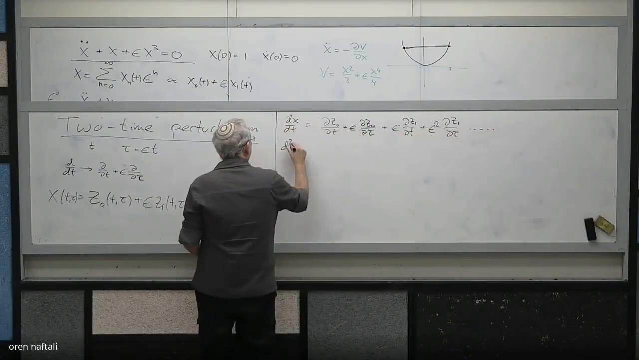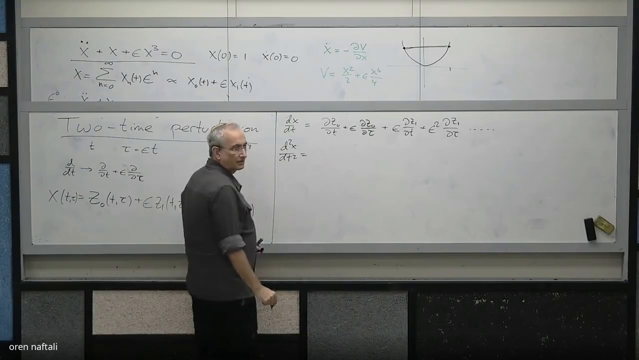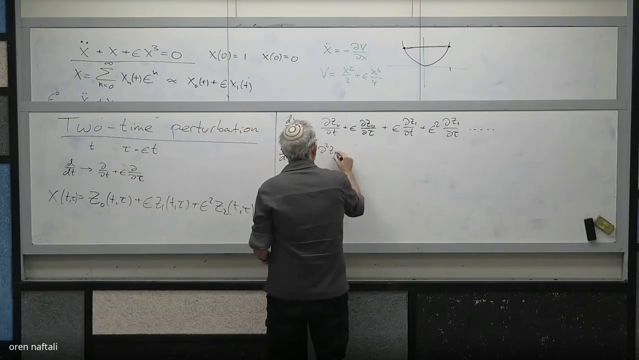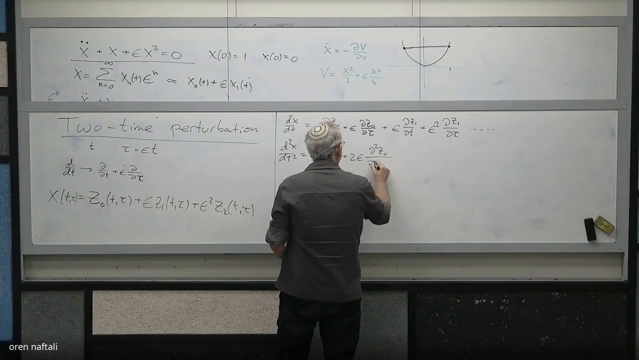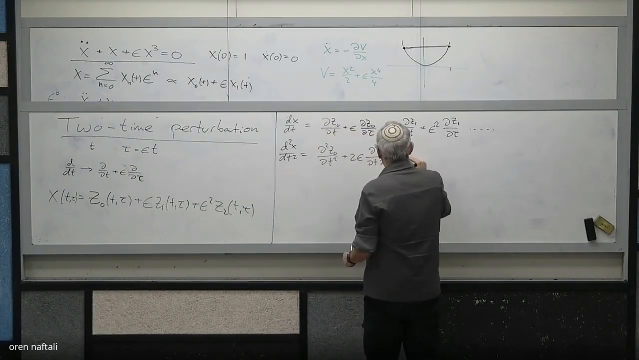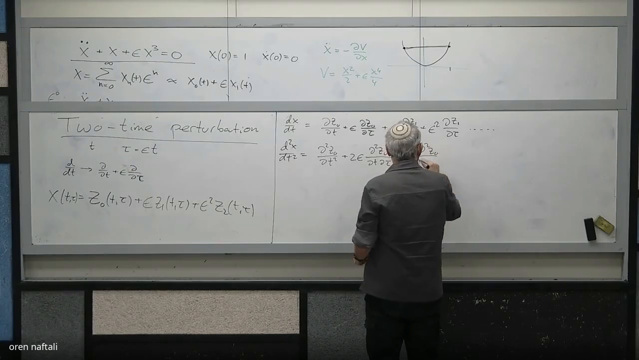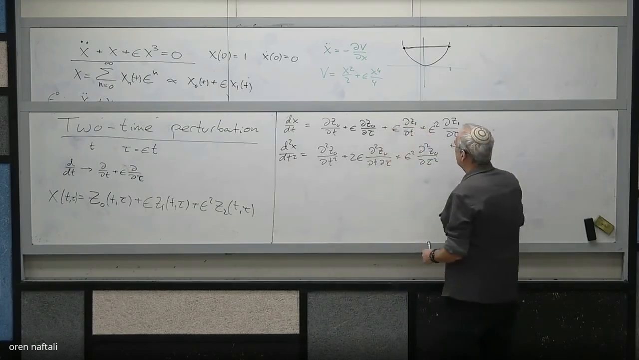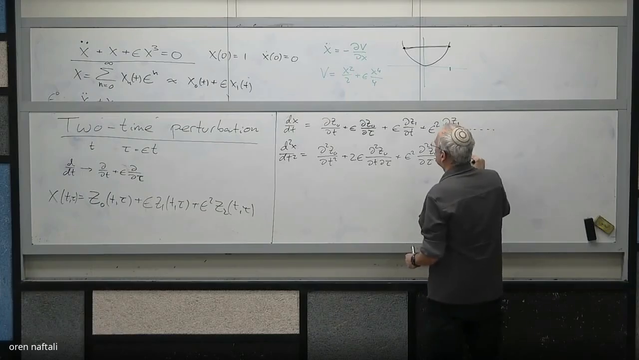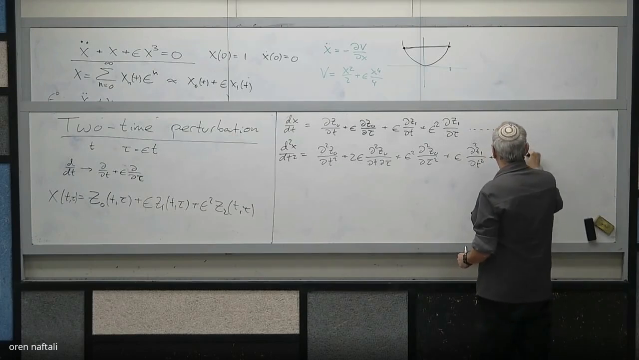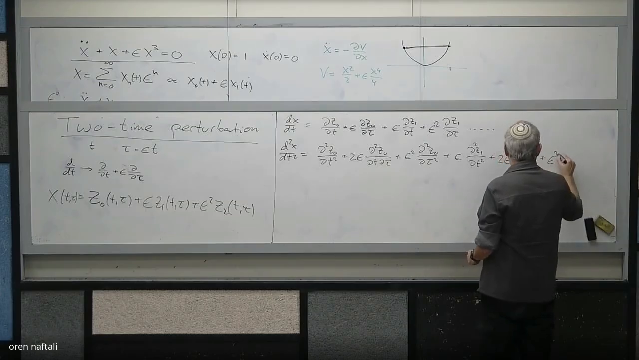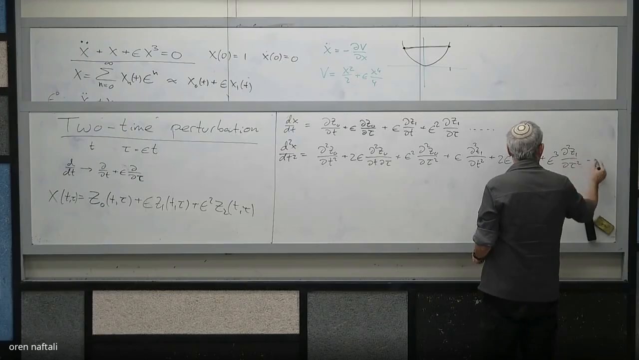Next, what is d²x/dt²? This will be ∂²z0/∂t² plus 2 epsilon ∂²z0/∂t∂tau plus epsilon squared ∂²z0/∂tau², yes, plus epsilon ∂²z1/∂t² plus 2 epsilon squared ∂²z1/∂t∂tau plus epsilon cubed ∂²z1/∂tau², and so on.